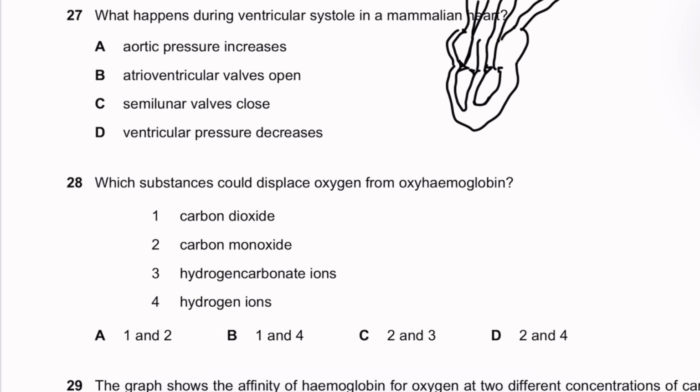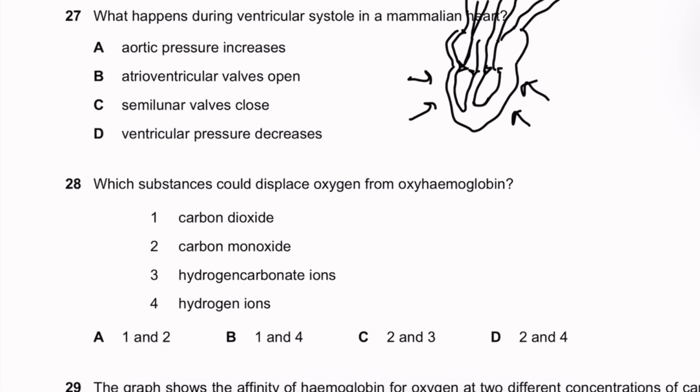Anyway, what happens here is that the ventricles are going to contract, and when these ventricles contract, the pressure inside them is going to really, really increase. Now, to avoid blood flowing backwards into the atria, these valves over here, the atrioventricular valves, are going to close. Meanwhile, we're trying to push blood out of the heart, so we need to open the semilunar valves. So semilunar valves are going to open, so this is wrong. Now when semilunar valves open, pressure in the arteries is going to vastly increase. So yes, aortic pressure increases. Atrioventricular valves open is wrong, and ventricular pressure decreases is wrong, therefore A is your answer.